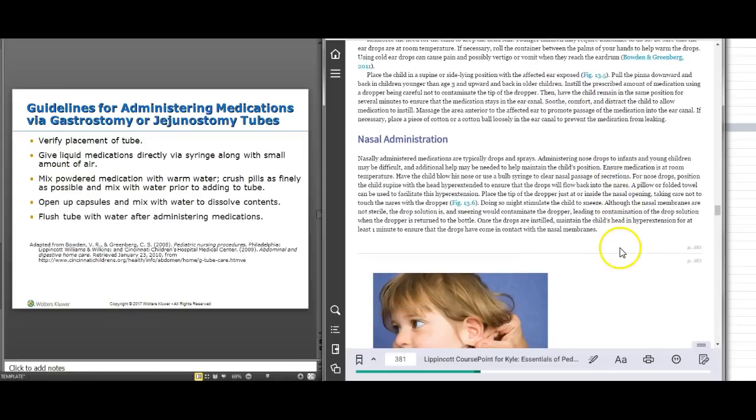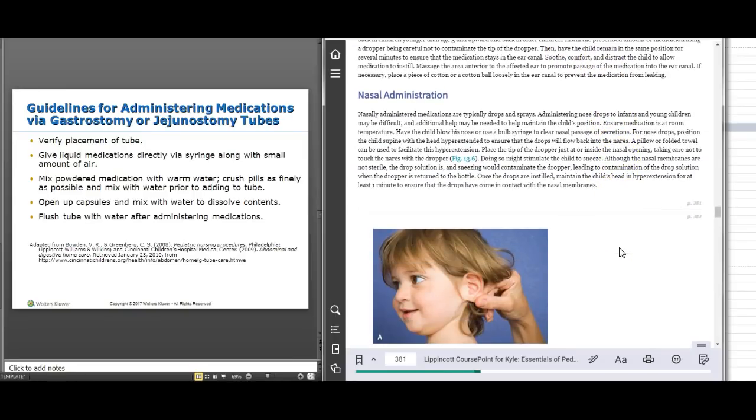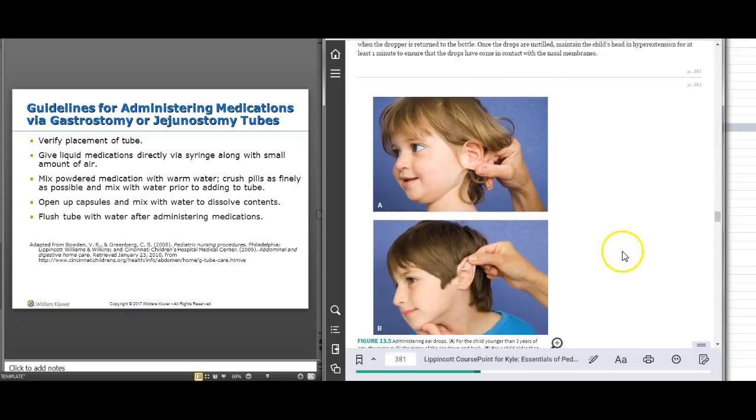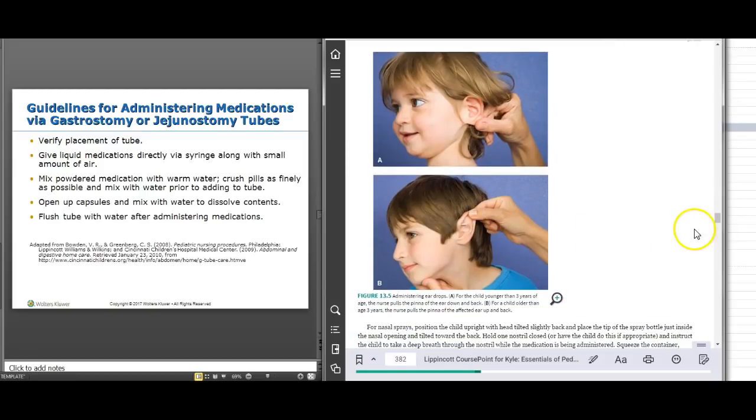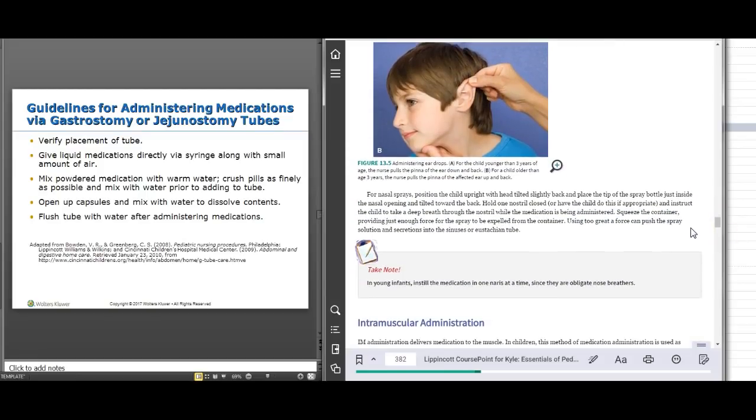Nasal administration. Okay, nose drops, nose sprays. With nose drops, one thing I want you to remember is that infants are obligate nose breathers. So go slow and do one side at a time. There are some pictures, pulling their little ears up.